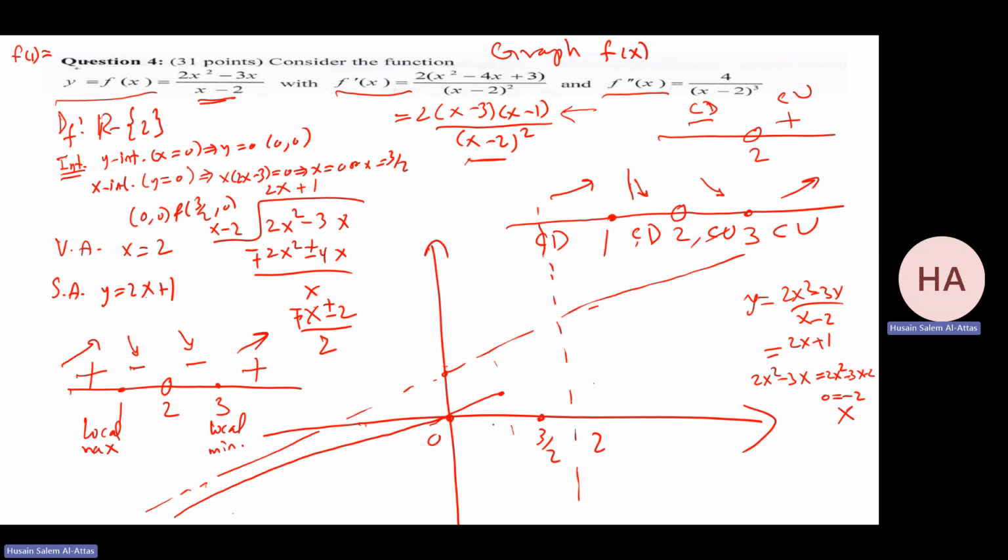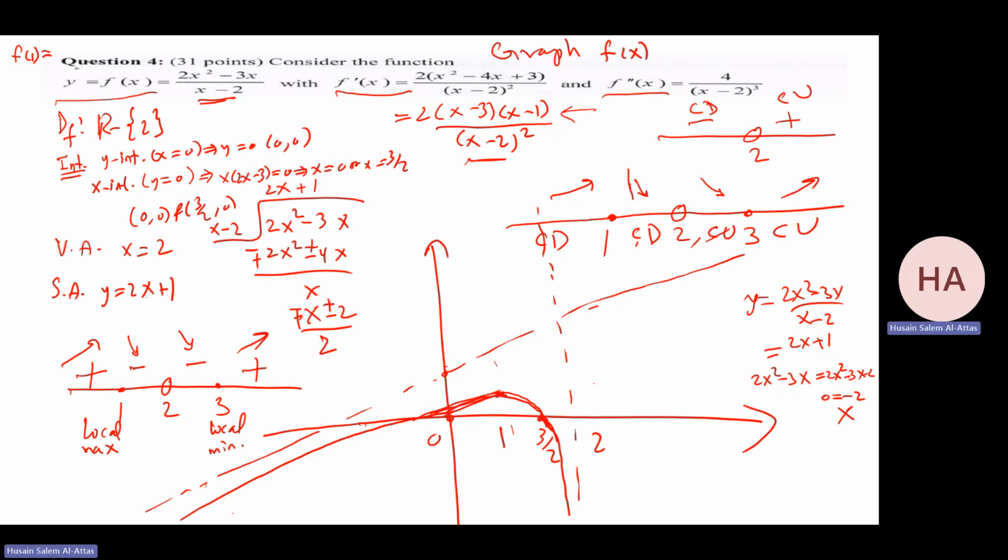Then it will decrease, but it's still concave down. So the function is concave down, and then it will decrease until here. Until 2, there will be an asymptote here. It will go like this. So it's concave down, increasing up to 1, and then it will decrease.